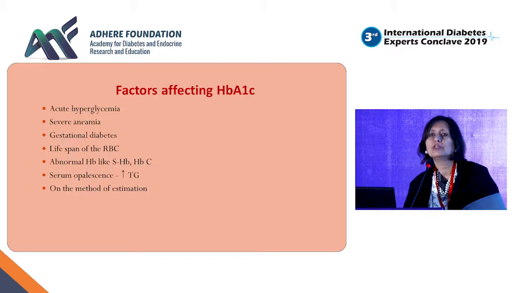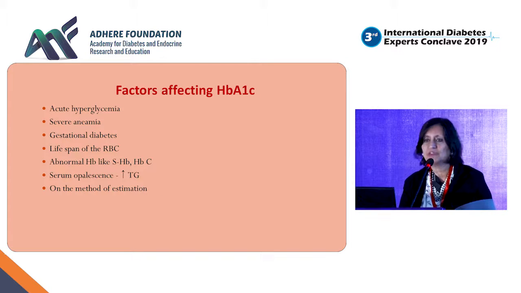Now, just a quick word on what are the factors that affect HbA1c testing. Acute hypoglycemia, severe anemia, gestational diabetes, the lifespan of RBC. So if a person is suffering from hemolytic anemia, it affects the HbA1c. Abnormal hemoglobin like hemoglobinopathies, triglyceridemia, and the method of estimation.